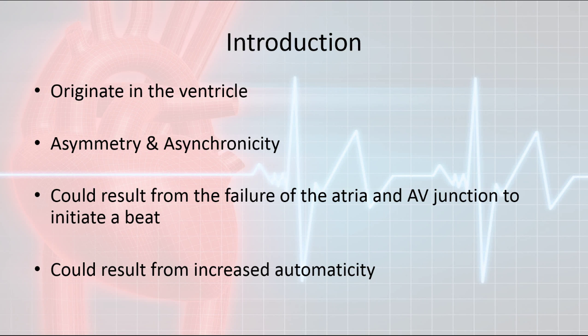When we talk about ventricular rhythms, of course they originate in the ventricle, but they also depolarize and contract asymmetrically and out of sync. Potentially this could cause a drop in the cardiac output. It is also the result of the failure of the atria and the AV junction to initiate a beat. So what we're talking about is the tertiary pacemaker system in the heart, which is the Purkinje network. Ventricular rhythms could also be the result of increased automaticity.